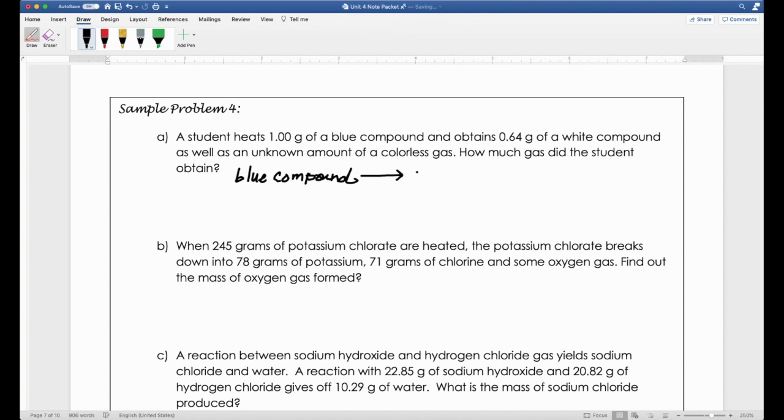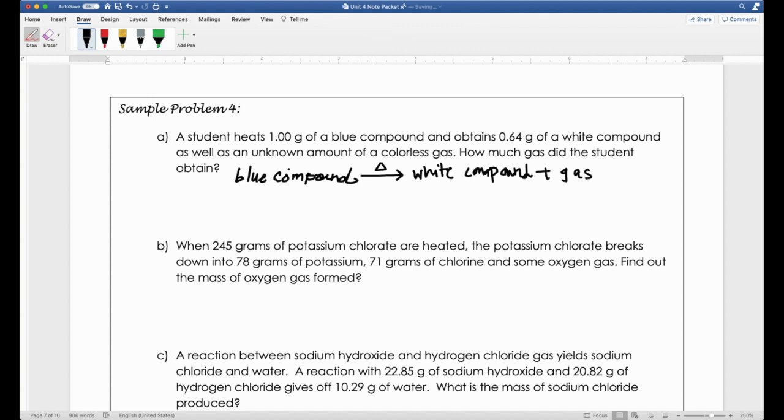And when I heat this up, I'm obtaining some white compound as well as a gas. So I have a blue compound, I heat it up. Normally to represent heat in a reaction, you draw a little triangle above it. It's a little fun fact for you. That blue compound, I heat it up and I get a white compound as well as a gas.